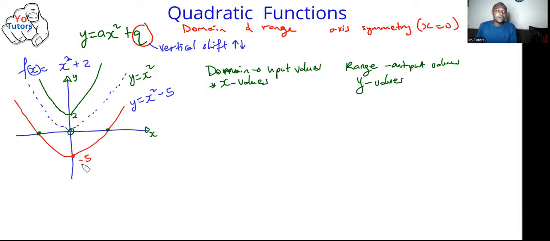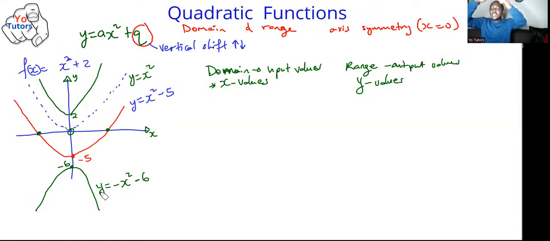Or let's have another graph here. I just want to add another graph. Sorry guys, I want you to understand more. So let's say we have another graph facing down there. But remember, it's coming from, maybe let's put here negative 6. Now we are saying this will be y equals negative x squared minus 6. Negative meaning it's facing down. Then minus 6, we have shifted it 6 units downwards. That's what we're saying here.